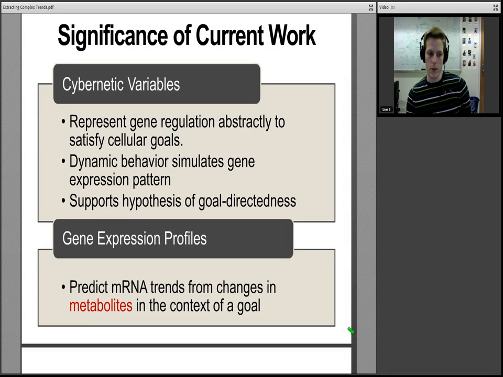Also of interest is the fact that we're able to predict mRNA changes from just looking at information on the metabolite level. And so given the ability of our model to make predictions, we can say that the way that we're going about modeling these systems is a correct direction to go.